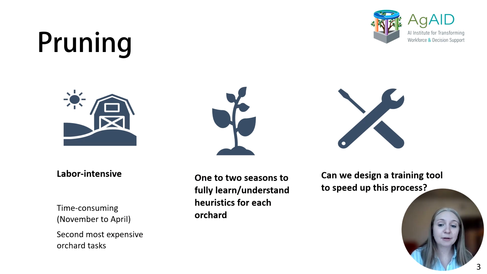Pruning is an incredibly labor-intensive process. It's very time-consuming. It ranges from mid-November to mid-April, and it's the second most expensive orchard task after harvesting. Now, with this, and knowing that it is incredibly labor-intensive and super time-consuming, it is also a very difficult task to complete. It does take around 1 to 2 seasons to fully learn and understand the heuristics for each orchard, as it does differ. So the research we're doing is looking at how we can design a training tool to speed up this process.